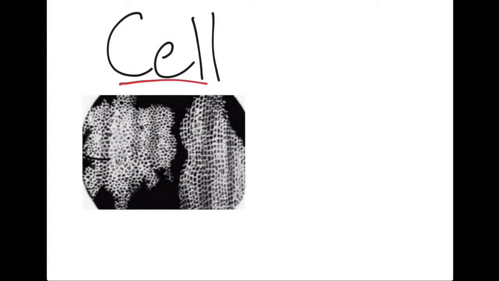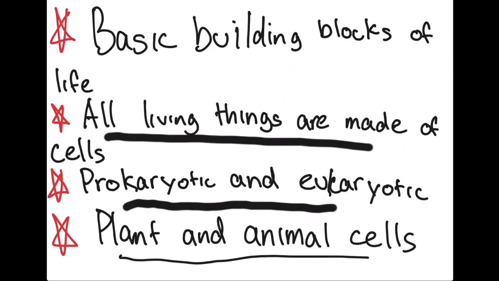Be talking about cells. Cells. What are cells? Well, they're the basic building blocks of life. So that means that every living thing is made up of cells, which is our second note over here. Humans are made up of billions of trillions of cells. They're made up of tons of cells.